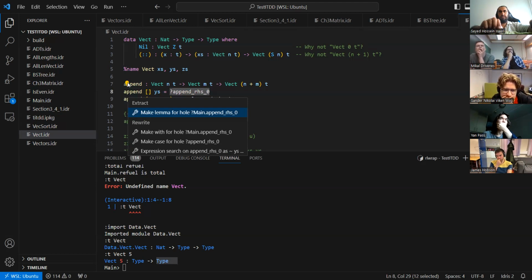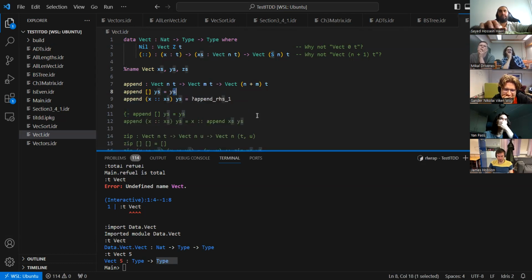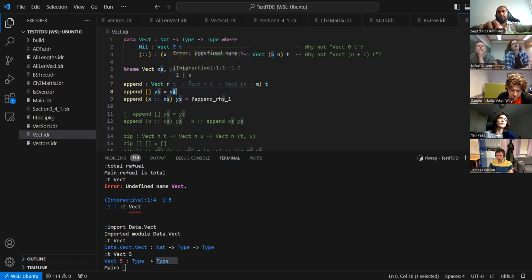Okay. What would you think would be the answer here? The only answer on expression search. Absolutely. You see, Idris can work it out, and the only available option here, when this is an empty vector, a vector of size 0. A vector of size m is again a vector of size m, and the only thing that we have there is ys itself, and that's why it can work out the response for you.